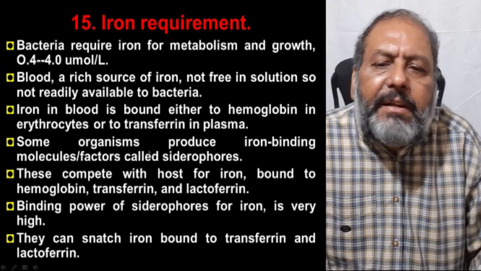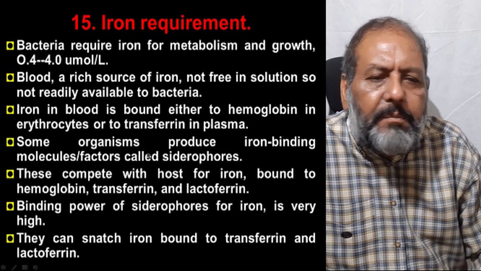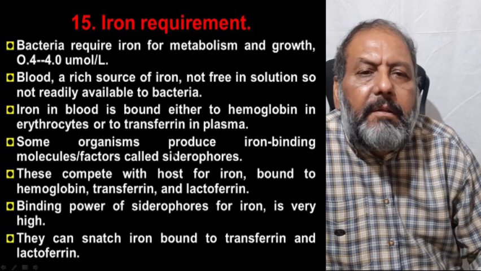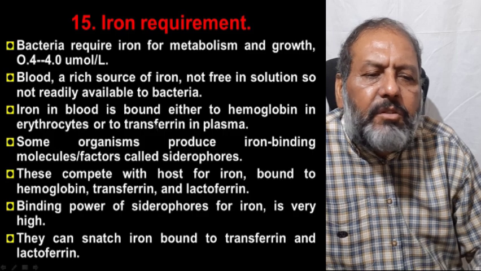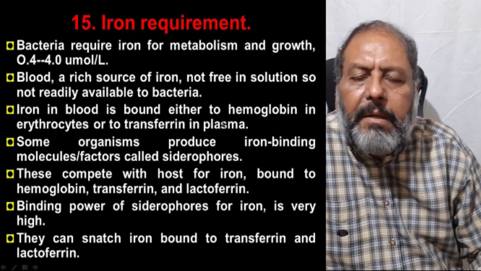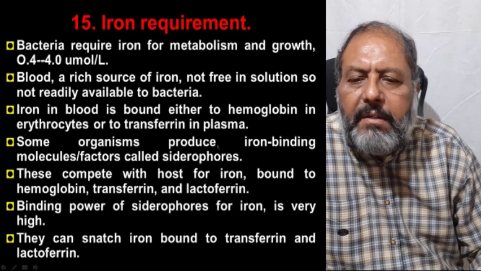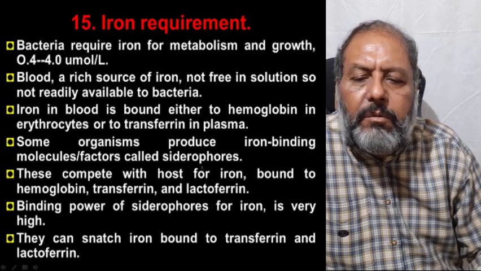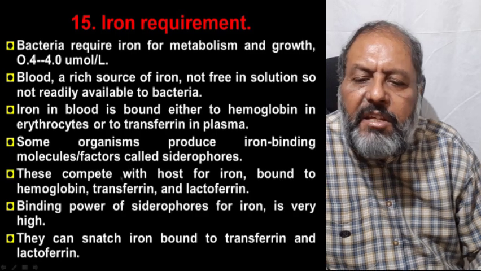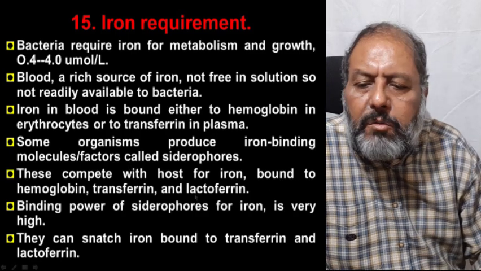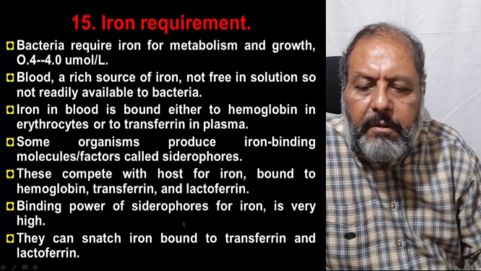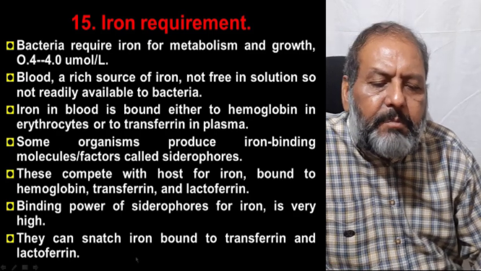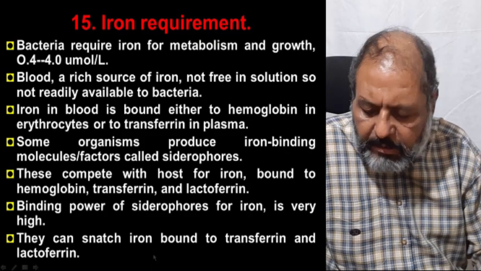The 15th parameter is iron requirement. Bacteria require iron for the metabolism and the growth, and the requirement is 0.4 to 4 micromole per liter. Blood is a rich source of iron, but not free in solution, so not readily available to the bacteria. Iron in blood is bound either to the hemoglobin in the erythrocytes or to the transferrin in the plasma. Some organisms produce iron-binding molecules or the factors which are called siderophores. These compete with the host for the iron bound to the hemoglobin, transferrin and lactoferrin. Binding power of the siderophore for the iron is very high and they can snatch the iron bound to the transferrin and the lactoferrin in the host body.